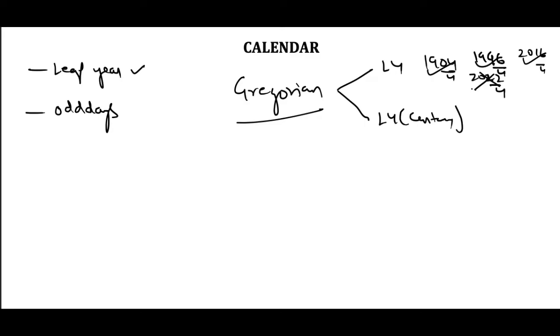And what happens in a leap year and a non-leap year? A leap year consists of 366 days, where there is one extra day in February, that makes 29th of February. In a non-leap year, you have 365 days.